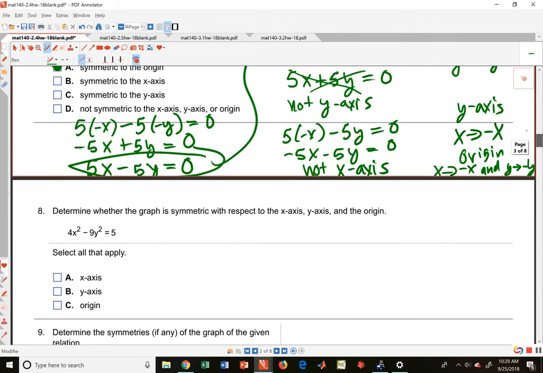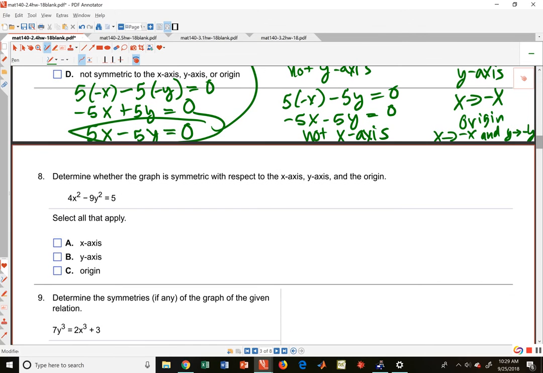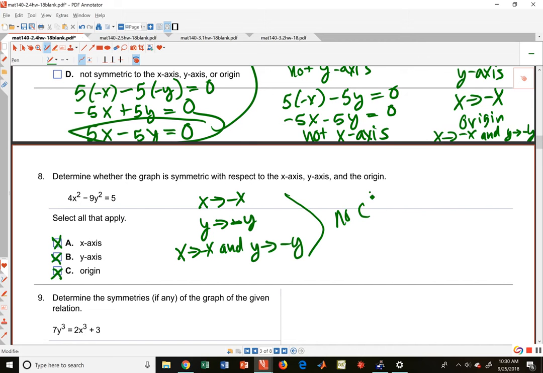Let's do one other, and then we'll determine whether the graph is symmetric with respect to the x-axis, y-axis, or origin. So we're going to do it by testing. Now notice how you have a square on both the x and the y. So this is going to be all three. Because if you replace x with negative x, there's no change. If you replace y with negative y, there's no change. If you replace x with negative x and y with negative y, there's no change.